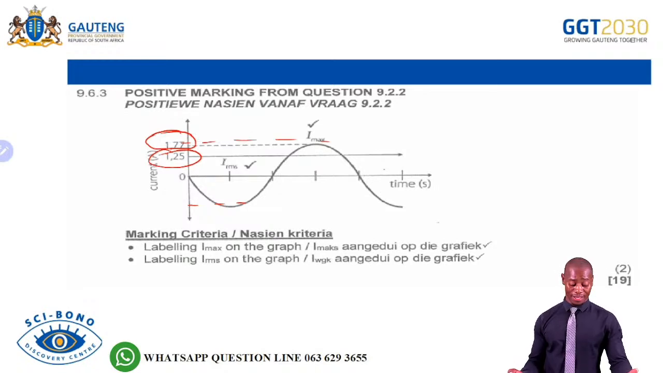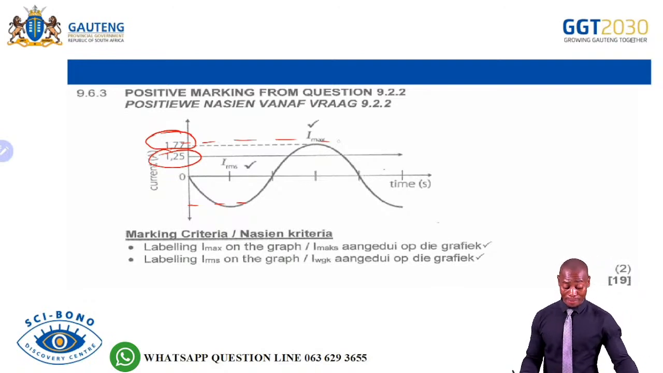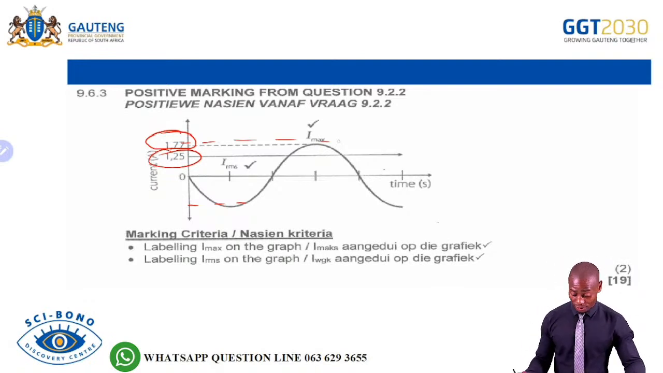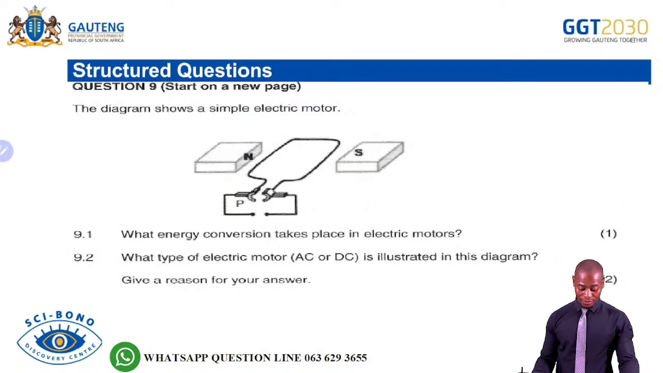But the difference will be that on your vertical axis you now have current in amperes, and your horizontal axis is still time in seconds. So the shape will be the same, but the values will be different because we are no longer talking about root mean square voltage and maximum voltage, but about IRMS and Imax. So that is very, very important, learners.